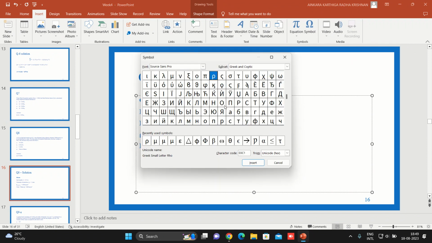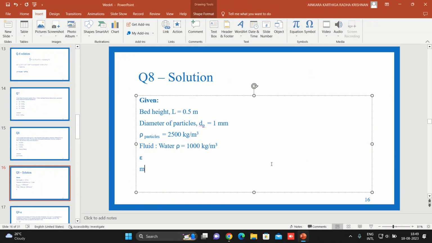Here it is given epsilon mf is equal to 0.4. So to find what the pressure drop is, from this question these are the given values, and we need to find the pressure drop across the bed. So how to find the pressure drop across the bed?